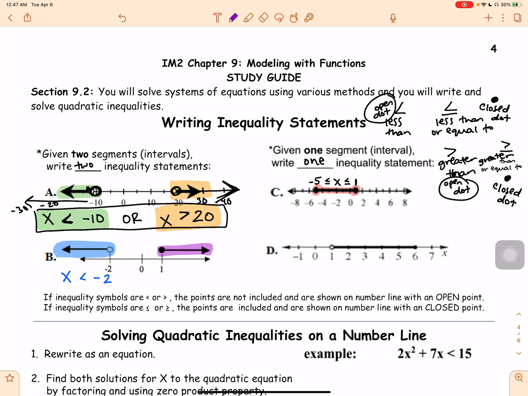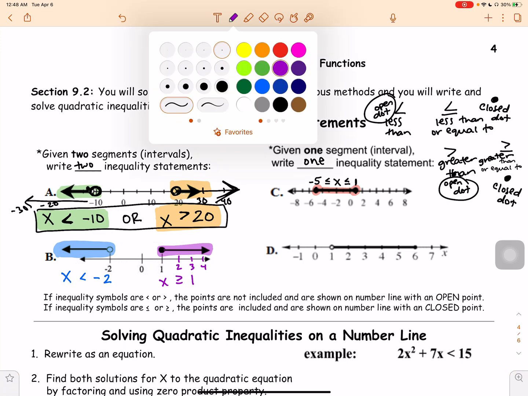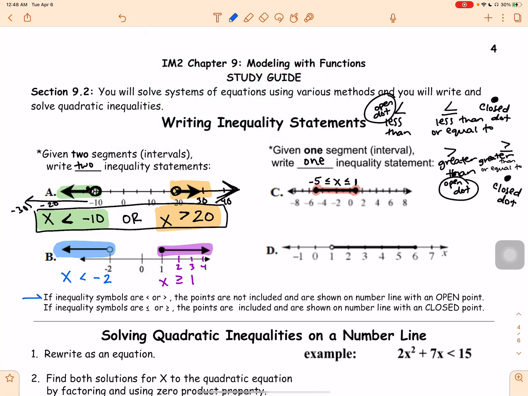Okay, this is at the 1 and it's a closed dot. So that means that it is less than or equal to or greater than or equal to. All these numbers over here are just getting bigger than 1, so that means x is greater than or equal to 1. You can also see down below here how it says if inequality symbols are less than or greater than, you should not draw those lines there, those are bad. The points are not included and are shown on the number line with an open point.